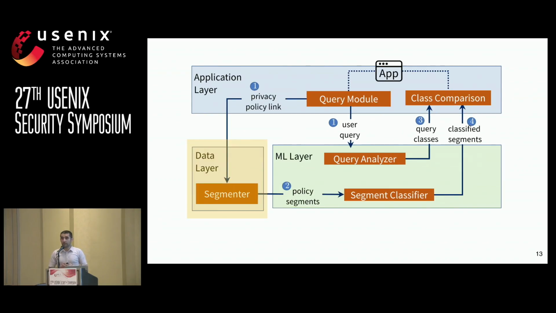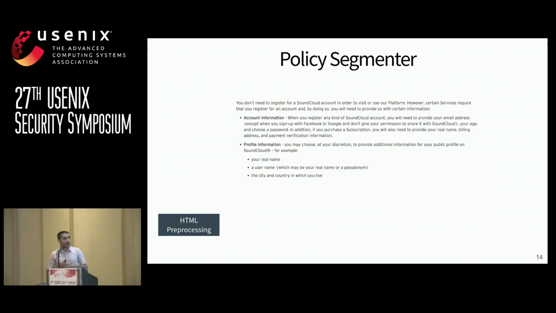So to start with, I will describe the data layer. How do we break these segments? After we have obtained the privacy policy, whether by the user giving it to us or via other automated ways of crawling the website, we pre-process the policy. Why do we do that? We want to deal with problems like this.